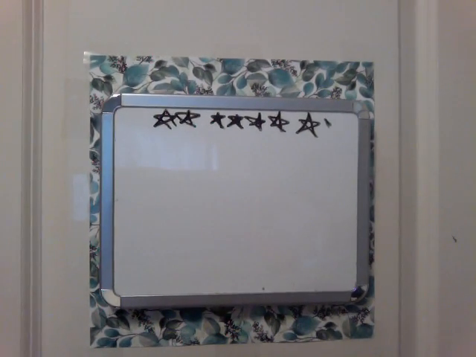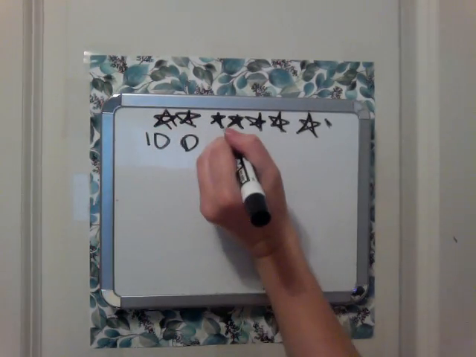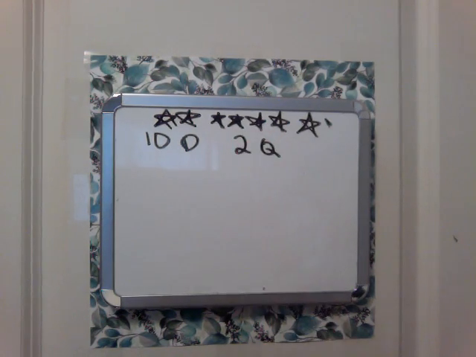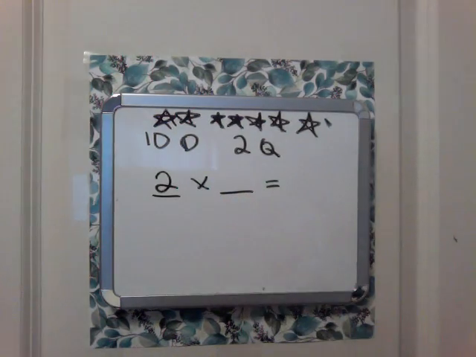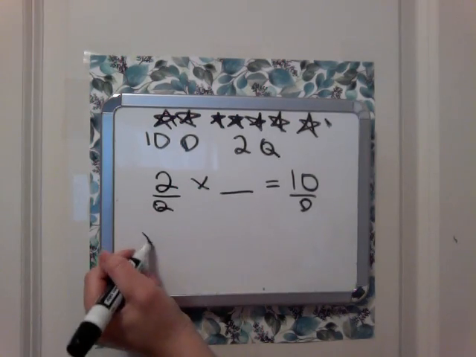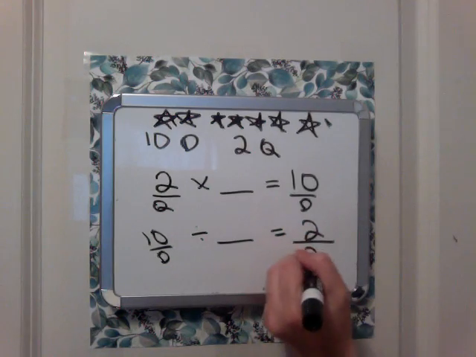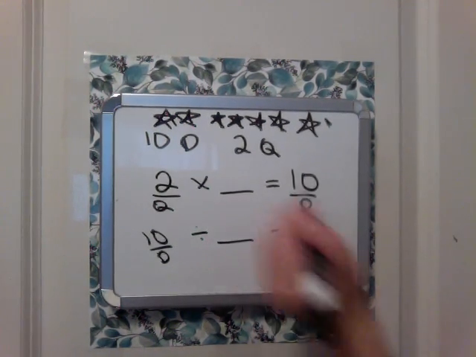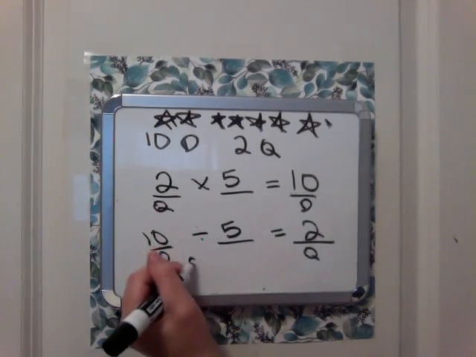Last problem for math review of the week is, I forgot his name because I don't have the problem up in front of me, but he has 10 dimes, and he has 2 quarters. How many times as many dimes does he have as quarters? So if there's 2 quarters, and we want to know how many times does it take to get to those 10 dimes, or you could say there's 10 dimes, which is how many times greater than the 2 quarters? 2 times 5 is 10, or 10 divided by 2 is 5.